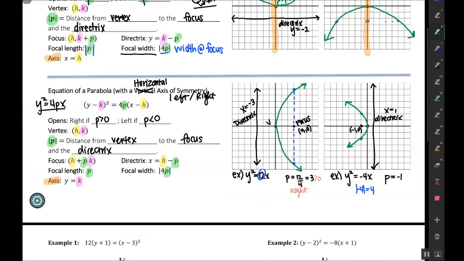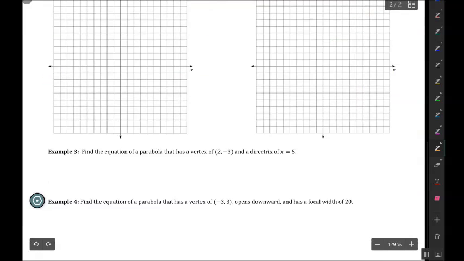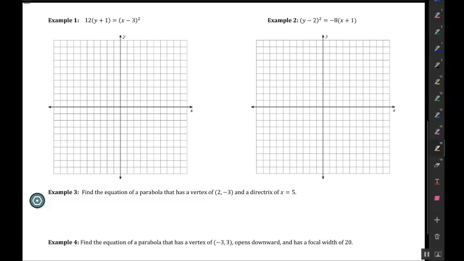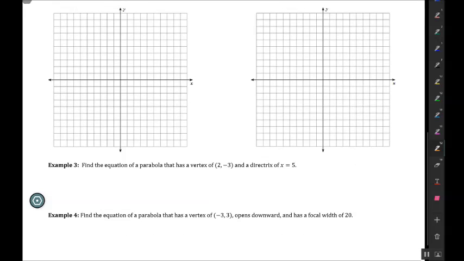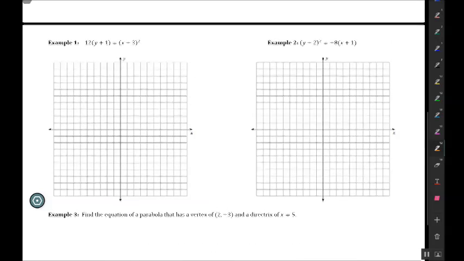The axis of symmetries for these are going to be horizontal. All right, so now we're going to look at a couple examples with h and k, and then we're going to look at a couple examples of finding the equation.